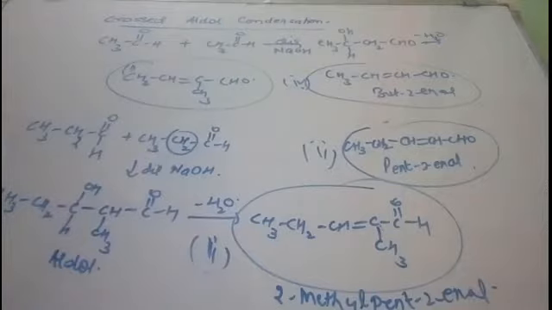Answer is yes. If one of them do not contain alpha hydrogen and the other contain alpha hydrogen, then also cross aldol condensation can occur, because the one which is not containing alpha hydrogen can act as electrophile, and the other which contain alpha hydrogen will act as nucleophile, and the reaction will take place. So we will do one example of this also.